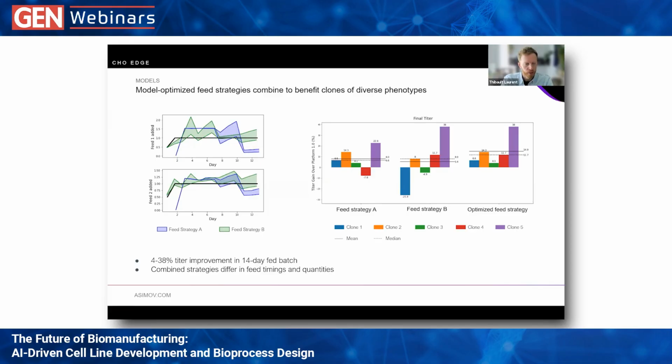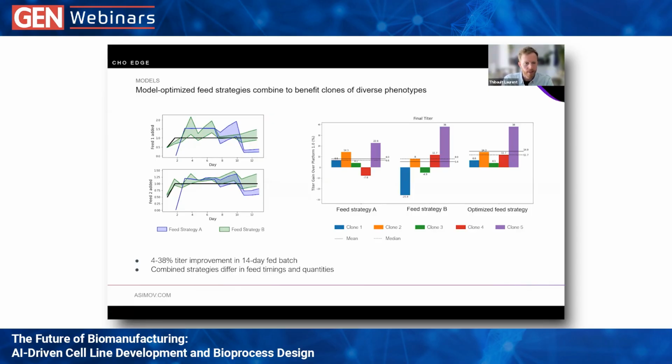Overall, strategy B has a higher cumulative feed compared to strategy A, and strategy A has a lower feed during the exponential phase. You can see that in strategy A the feeding starts on day 2, while in strategy B the feeding starts, for example, on day 1.